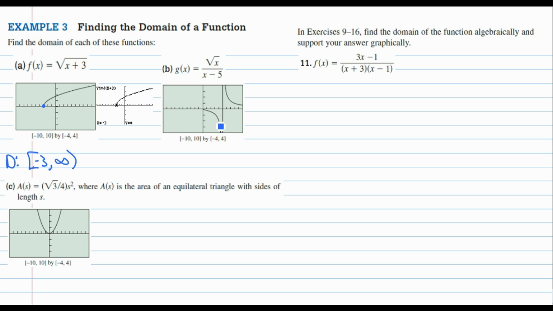Now, over here, part B, g of x is the square root of x over x minus 5. Well, this is really hard to see in the book's example. Does the function end right here? Can I not plug in -1? Well, I'm looking back at the algebraic version, and I see square root of x. Oh yeah, square roots. I can't take the square root of negatives. So that means I do have to start at 0.